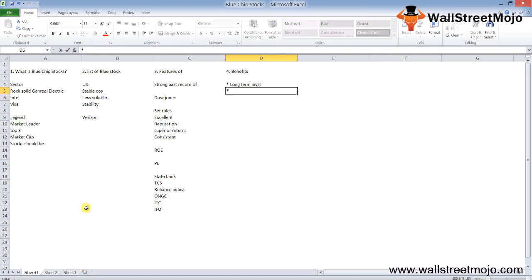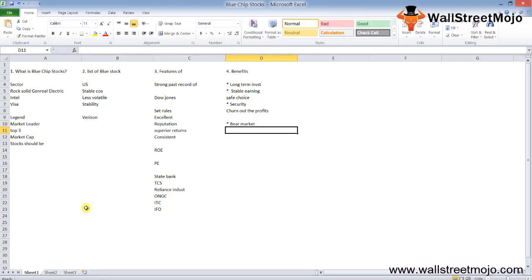The stocks have a stable earning. So in times of economic distress, investors consider this a very safe choice because of the secure nature. They give a sense of security when the growth of the economy is slow, since such companies have strong management teams and the ability to churn out profits. If the stock market is undergoing a bear market condition, then investors have no need to worry regarding investment because such companies recover.